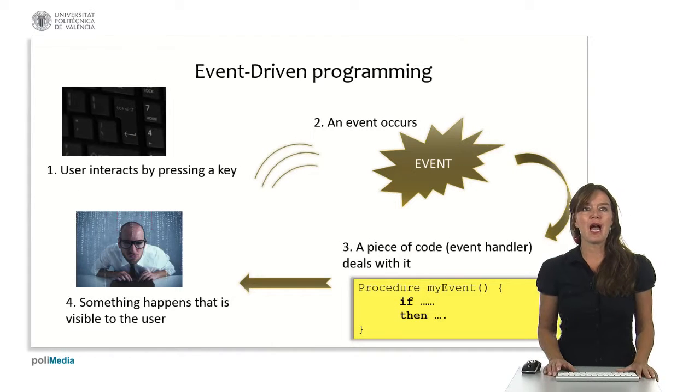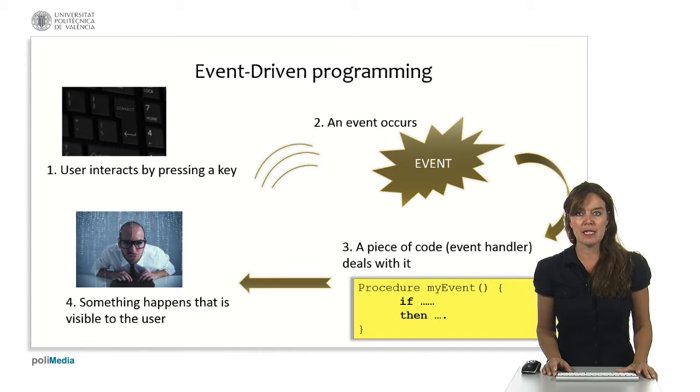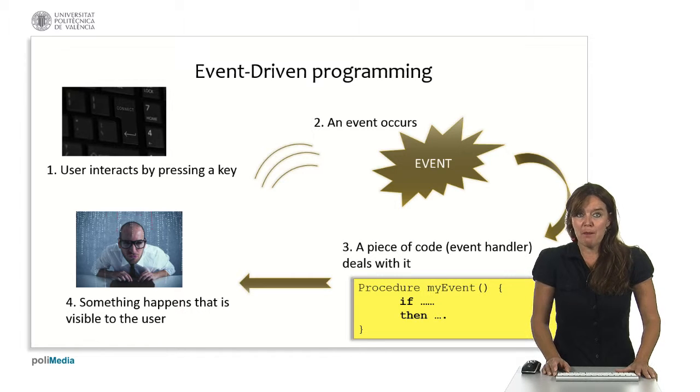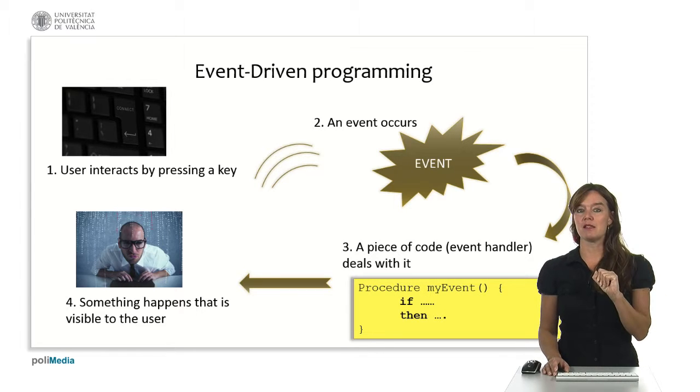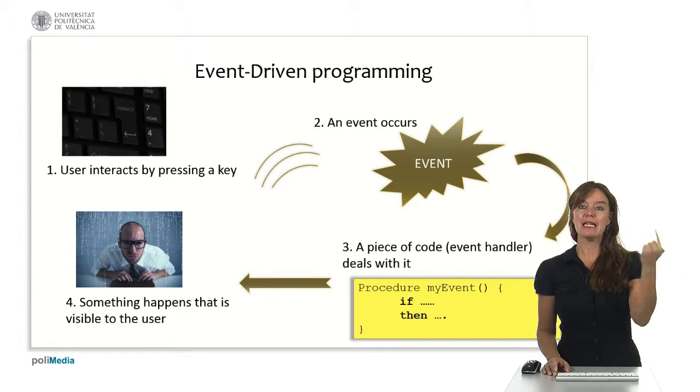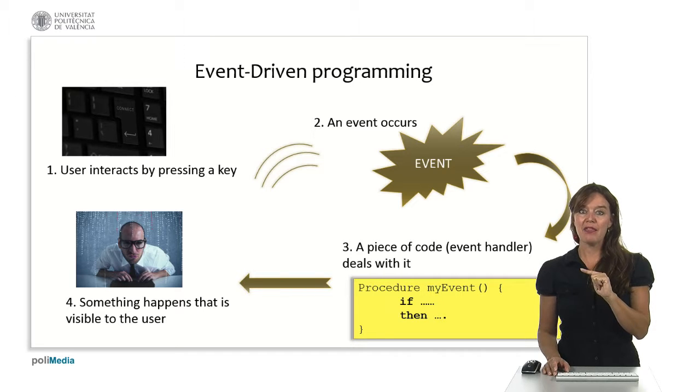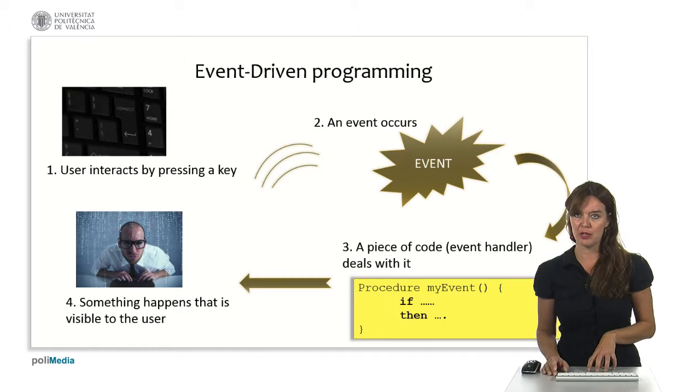So let's look at how this looks in some pictures. A user interacts with the program by pressing a key, for example. This is an event. So an event occurs and it's sent to our program. And then a piece of code, which is called an event handler, because it will take care of this event and deal with it, is then being executed.